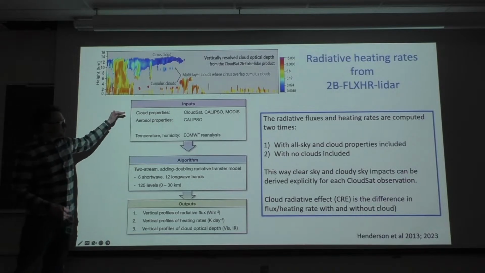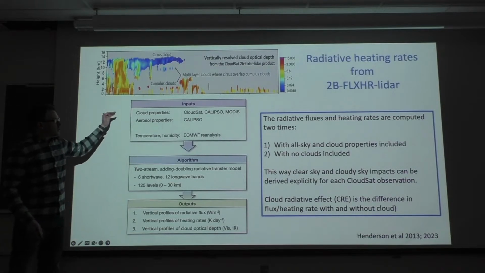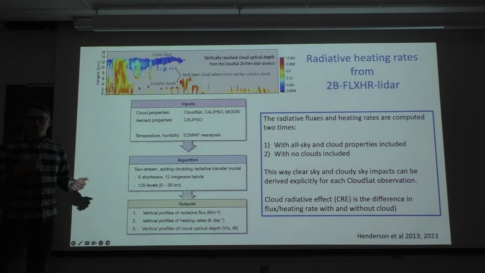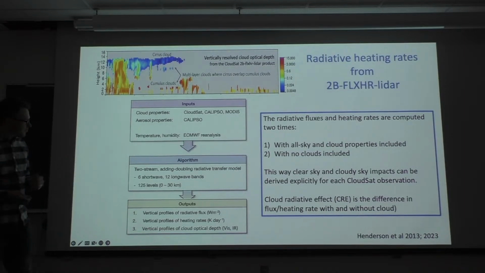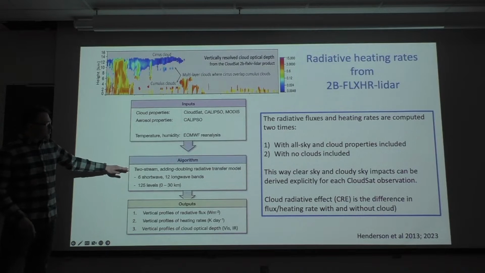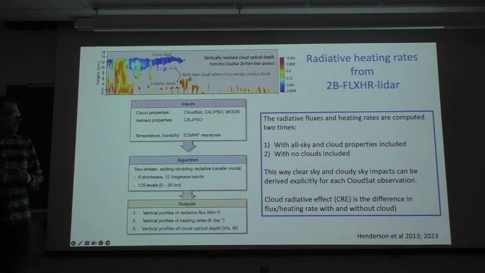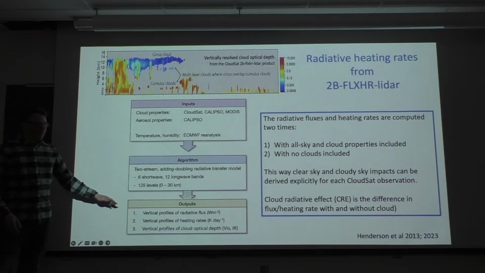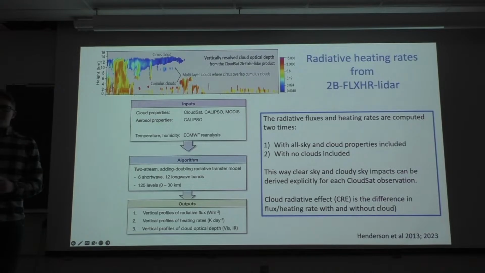So by using these vertically resolved cloud properties, we put them into a vertically resolved radiative transfer model that has 125 levels at 240 meter resolution. We run that for shortwave and long-wave radiative fluxes, and that outputs vertical profiles of radiative fluxes, heating rates, and then optical depth as well.